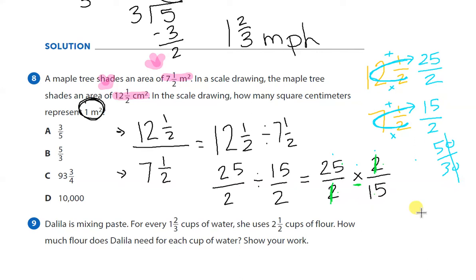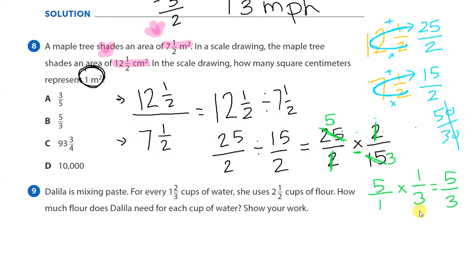So 25 divided by 5 is 5. 15 divided by 5 is 3. So now this has become 5 over 1 times 1 over 3, which is 5 over 3. So both of those ways of doing it work. Whichever way works best for you is fine.